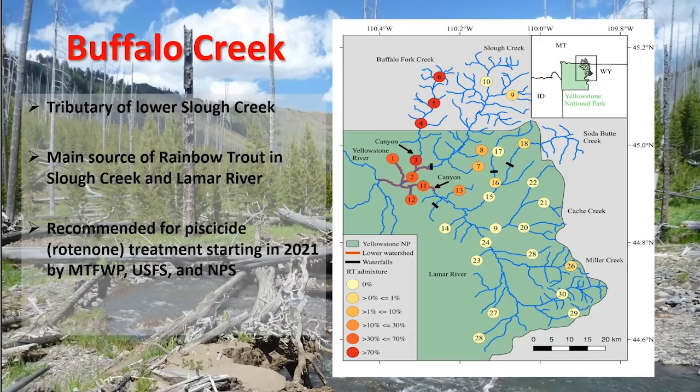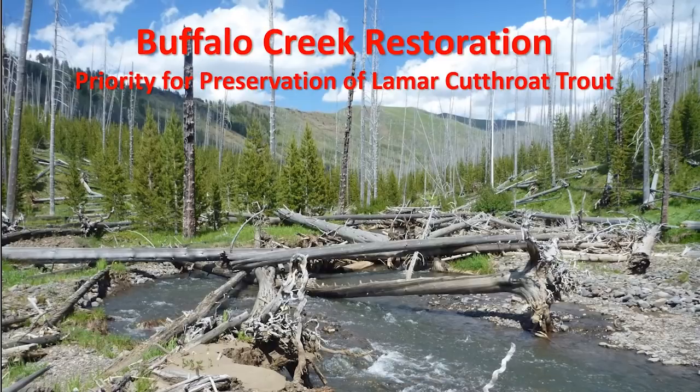And this is a collaborative project between Montana Fish, Wildlife, and Parks, the U.S. Forest Service, and the National Park Service. The Buffalo Creek project is a priority for preservation of the Lamar River cutthroat trout.